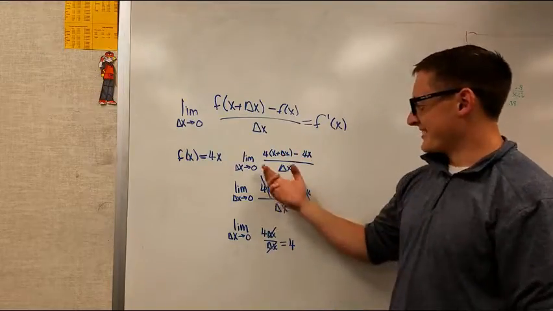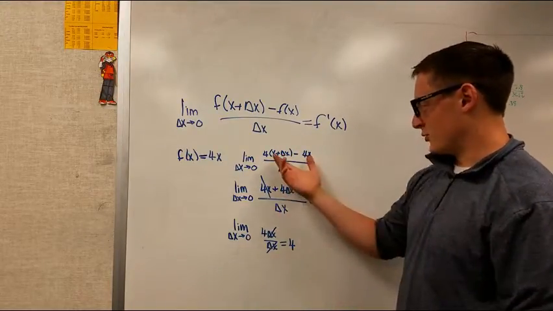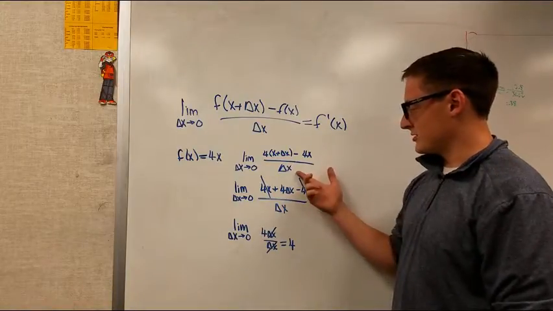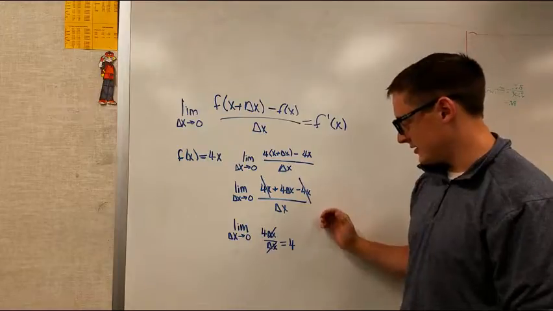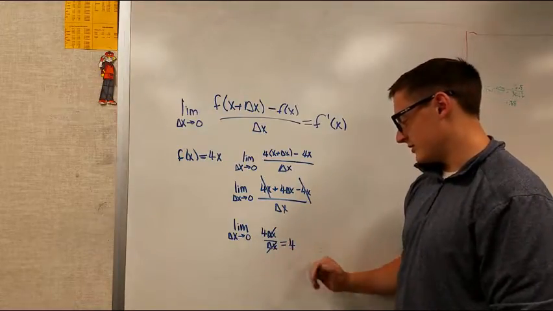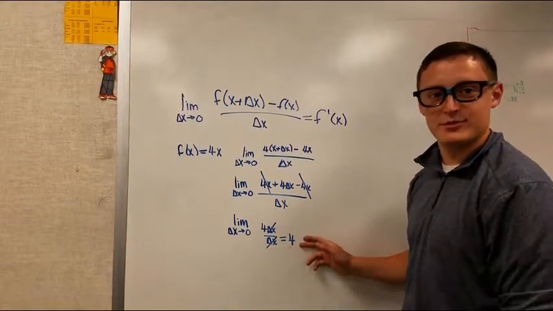And so the limit as delta x approaches 0 of 4 times x plus delta x minus 4x over delta x. And if you distribute that, you can cancel the 4x's, and you're left with 4 delta x over delta x, which equals 4.